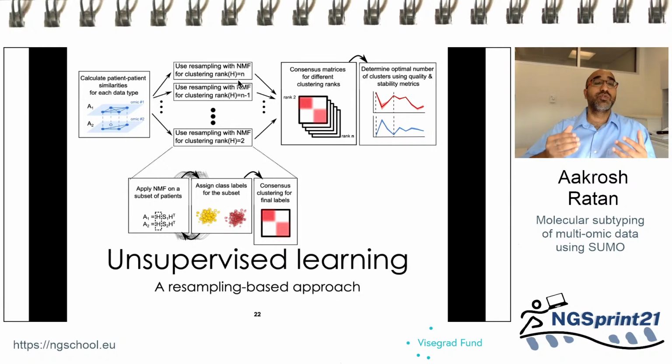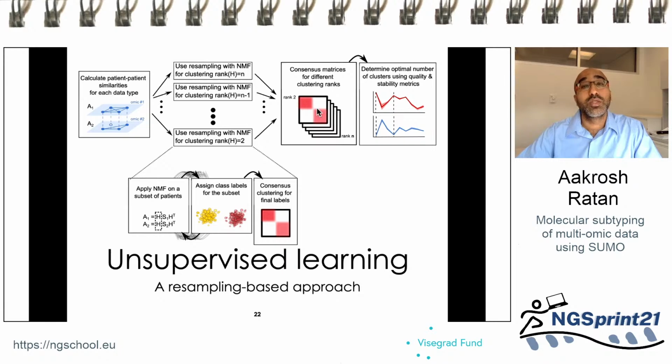Now, typically, if you really want this information to be used in the clinic, you want to limit what n is. You want to keep it below 15 or 10 or something like that. But once you have done this, you now have a cluster, a consensus matrix for each rank. And now you can use that to your advantage.